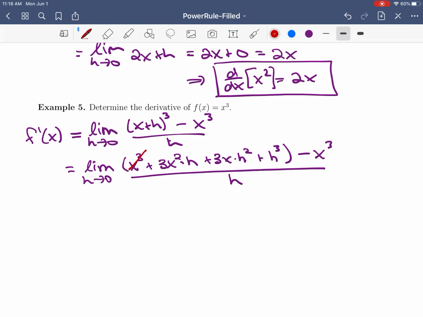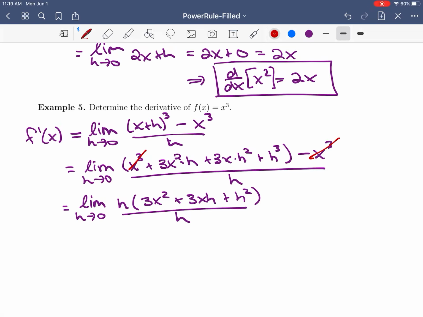Okay, I see I have an x cubed and a minus x cubed. Those go away. And again, all my remaining terms have an h in it, so I'm going to factor out that h. So I'm left with 3x squared plus 3xh plus h squared all over h. Okay, these h's cancel out.